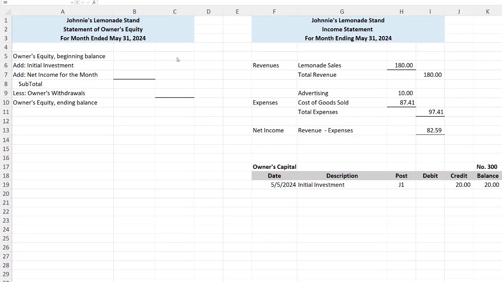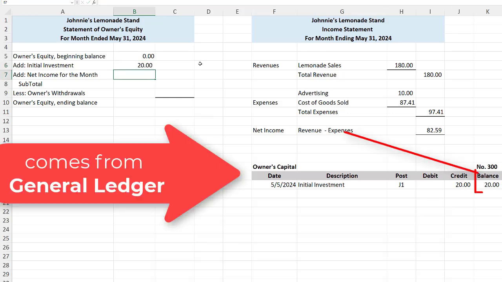Now we are ready to prepare the statement of retained earnings. Because this is a sole proprietorship, the equivalent of the statement of retained earnings is referred to as the statement of owner's equity. This statement shows changes in the owner's equity over the accounting period. Because this is the first month of Johnny's business, his owner's equity beginning balance is zero. His initial investment was $20. This is the amount he took from his piggy bank to invest in his business.